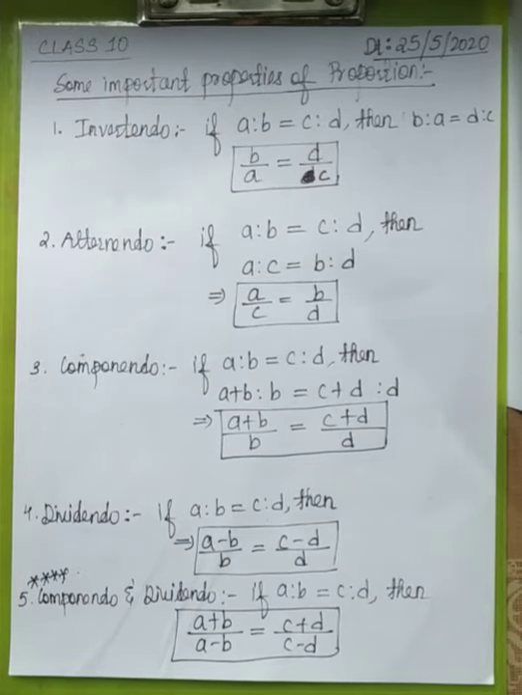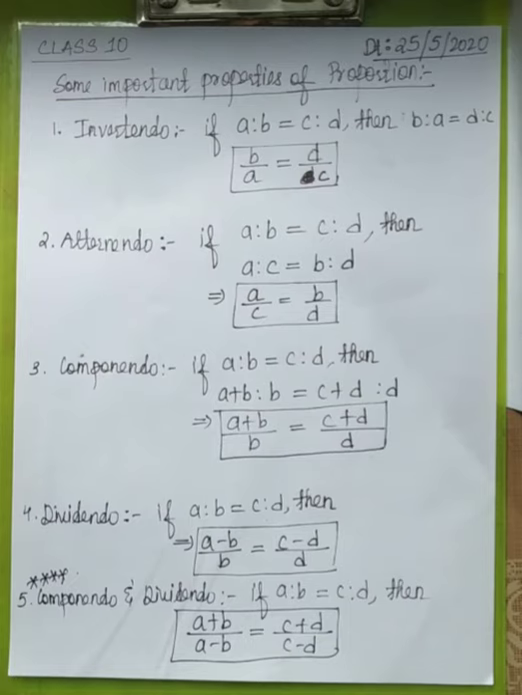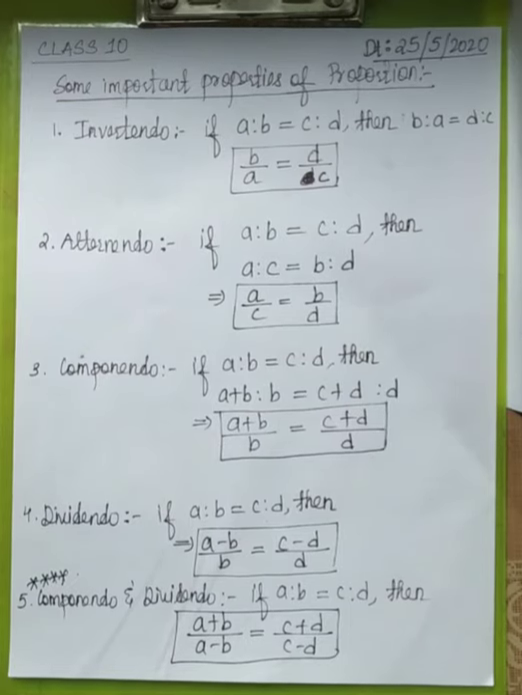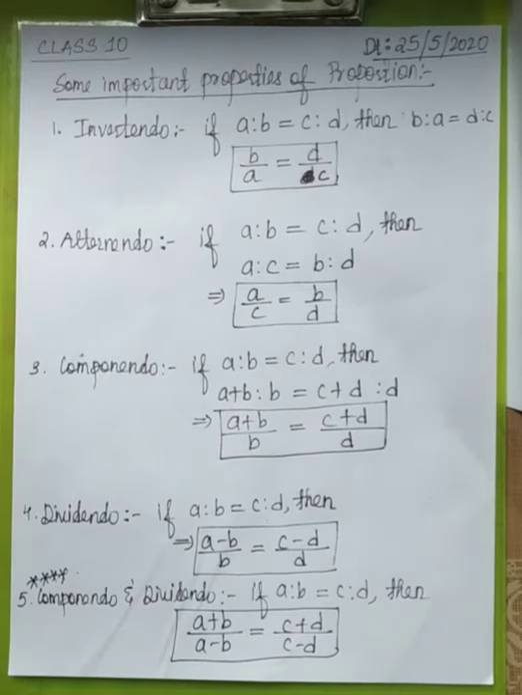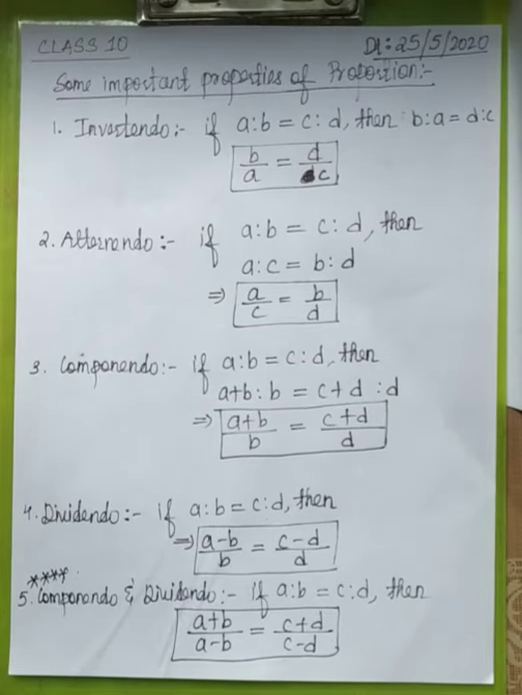So today we'll start with some important properties of proportion. Okay, so before we start exercise 7C, we'll have to learn some important properties of proportion. So again, when can we tell the four numbers are in proportion? A, B, C, D, four non-zero quantities are said to be in proportion if A is to B is equal to C is to D.